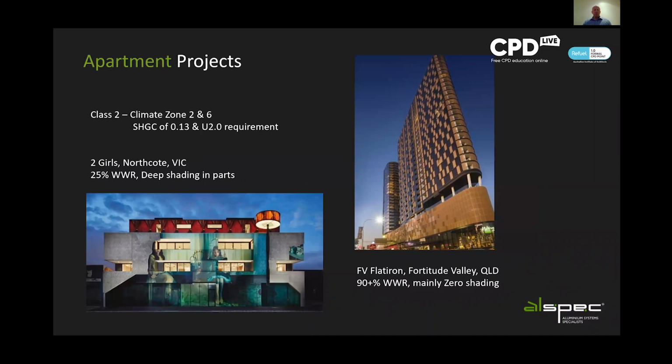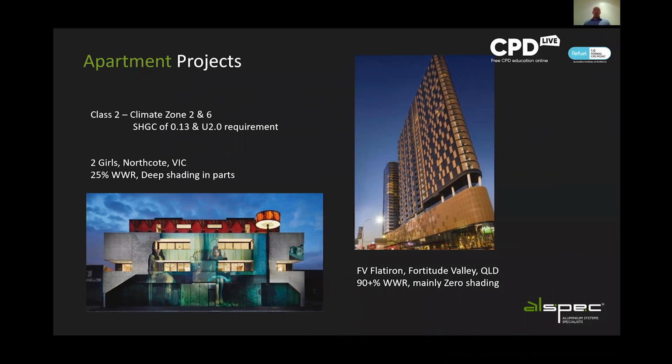Now some apartment buildings. The building on the left-hand side in Melbourne has a very low window to wall ratio, probably only about 25, maybe 30%, with deep shading on a lot of the windows from the balconies. That would be in a good position to still currently meet the requirements, obviously depending on the type of glass being used, but that should be okay.